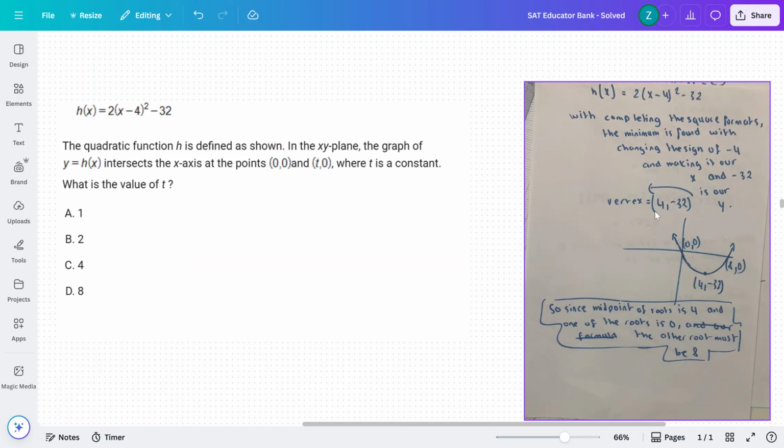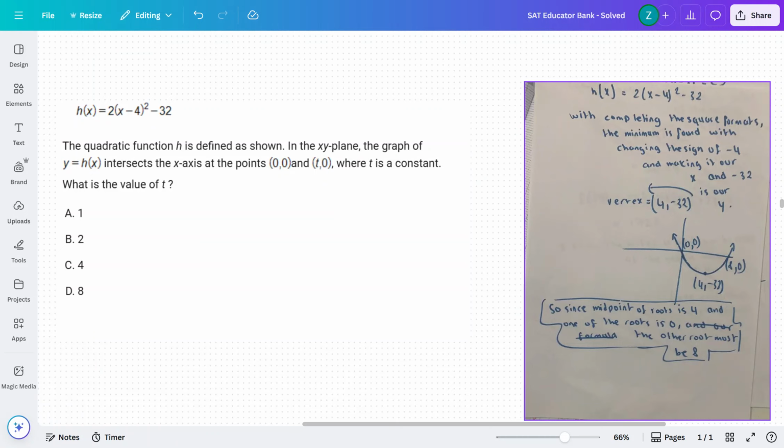Obviously, if you have the vertex, we know that the x-coordinate of the vertex represents the midpoint of the roots on a quadratic equation. So if one of the roots has an x-coordinate of 0 and the midpoint is 4, then the difference between 0 and 4 is added to 4 to find the x-coordinate of the other root. So that would make it 8. Since the midpoint of the roots is 4 and one of the roots is 0, the other root must be 8. Simple math. Our value of t would be 8. So D would be the correct answer.